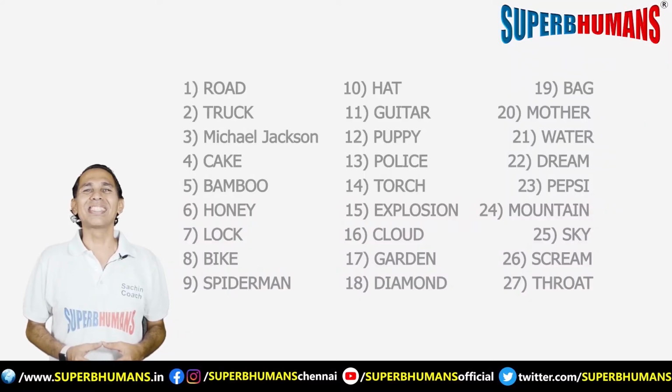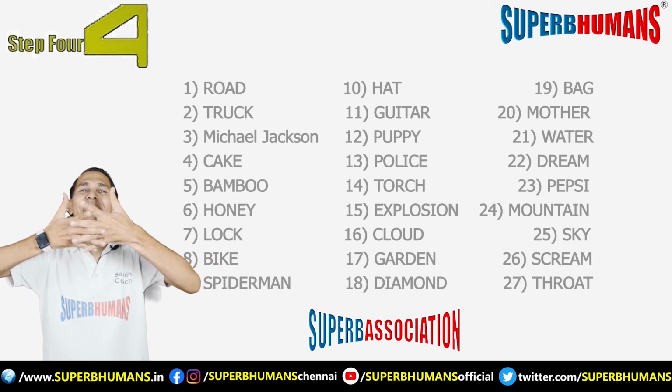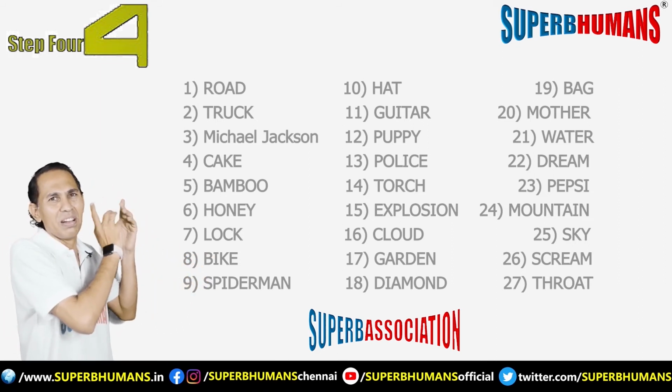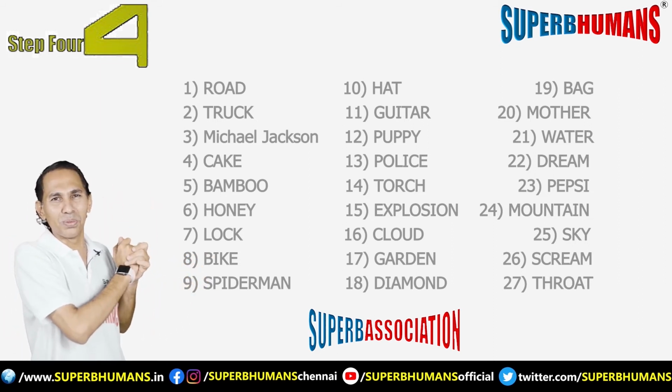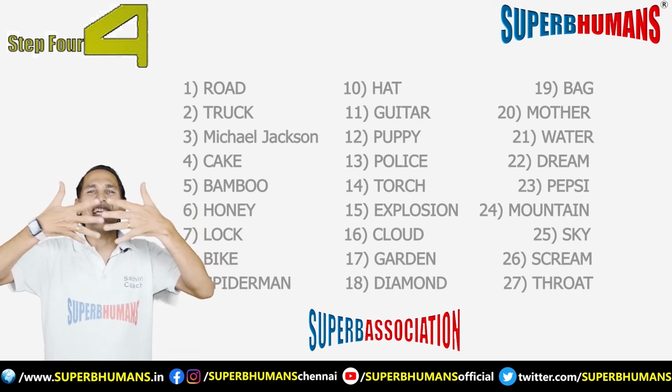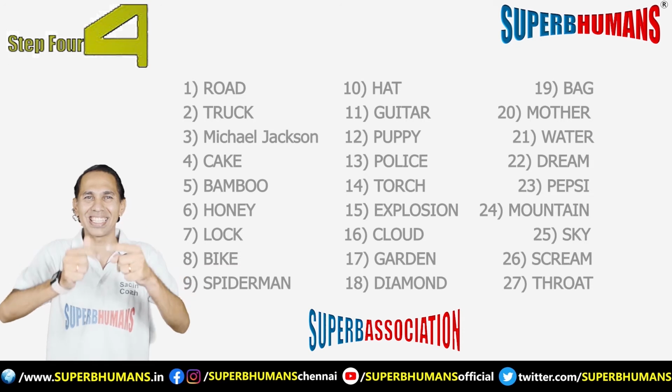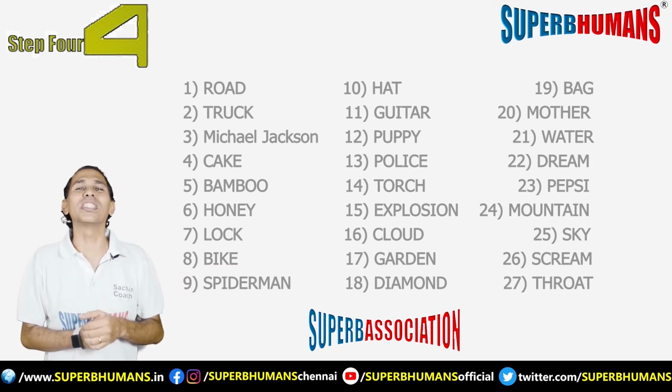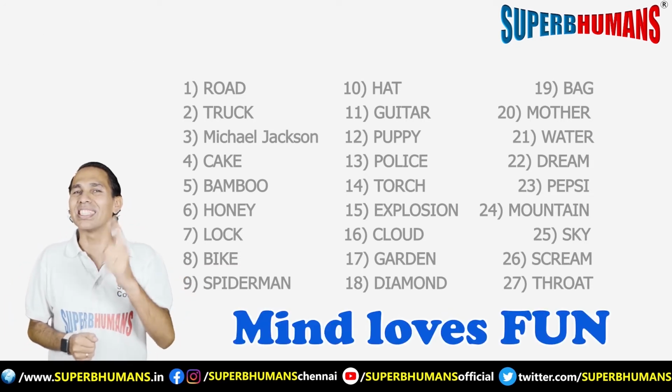This completes step number 3. Now step number 4 is associating it. Here we have a list. We have say about 27 of these words, and now let's use the peg system and start associating them. Let's get started. Make sure when you make the association, make it funny, because that's another secret.